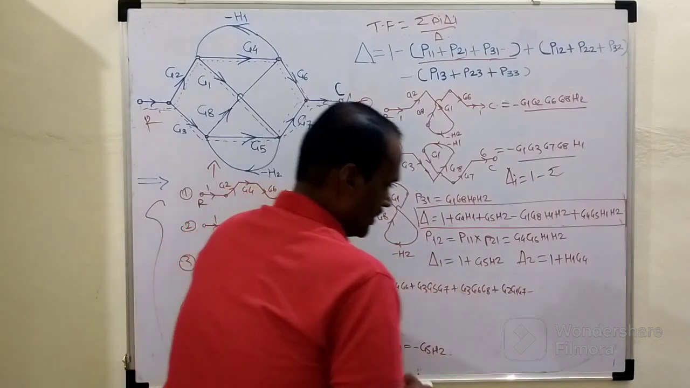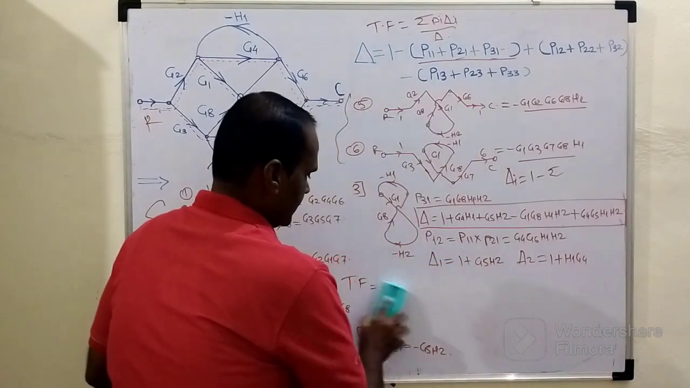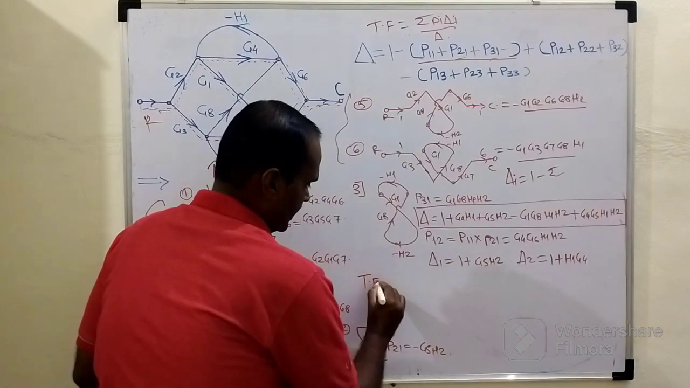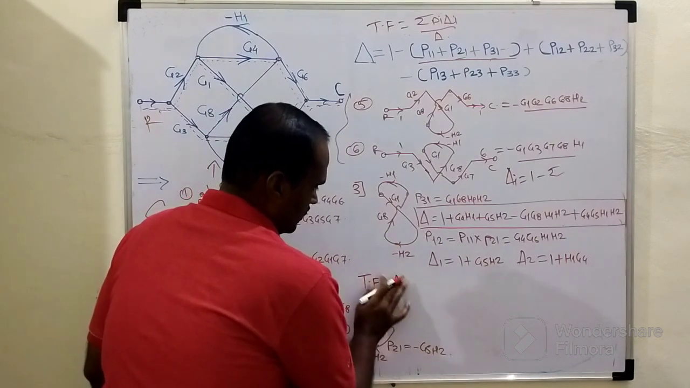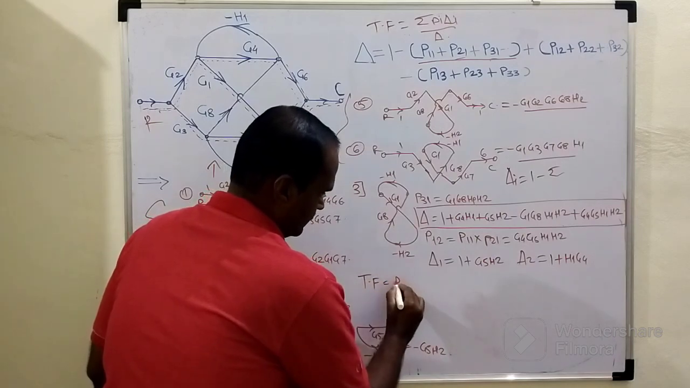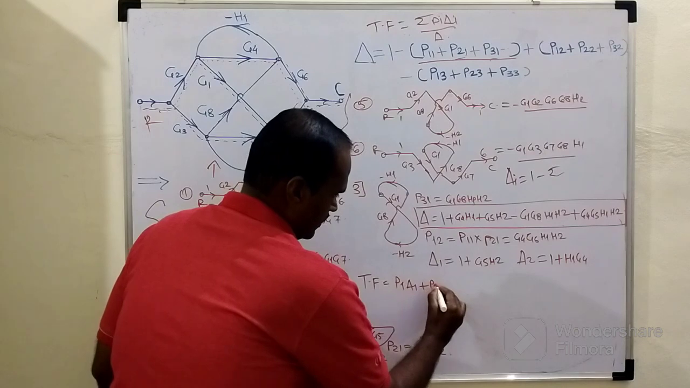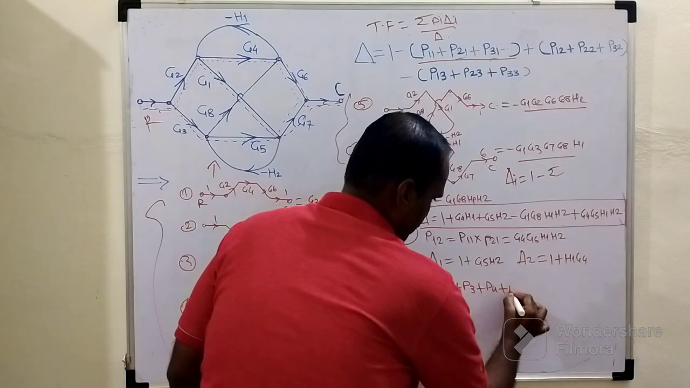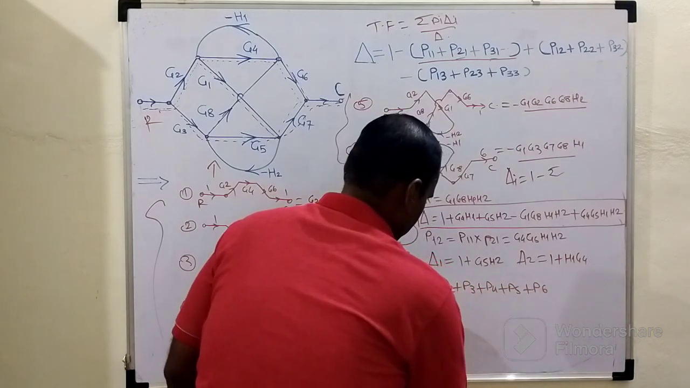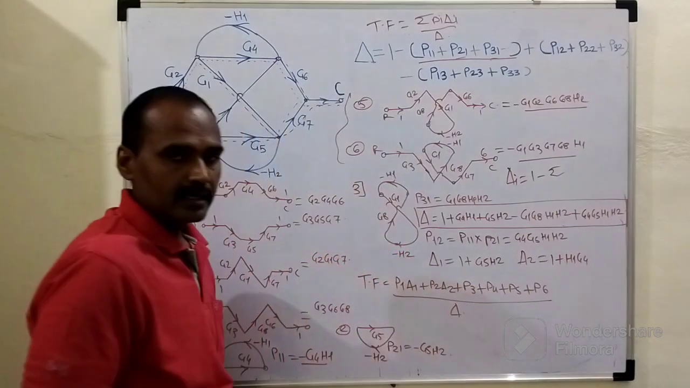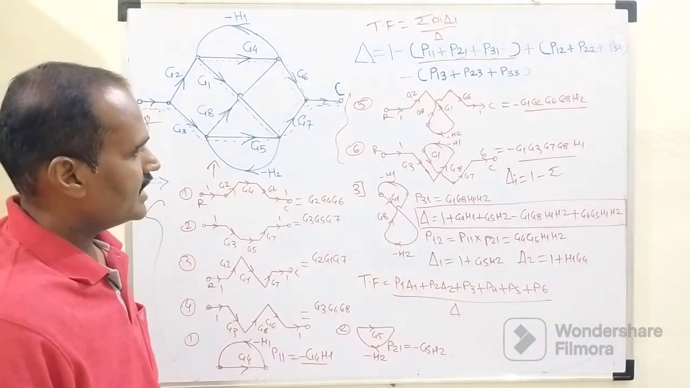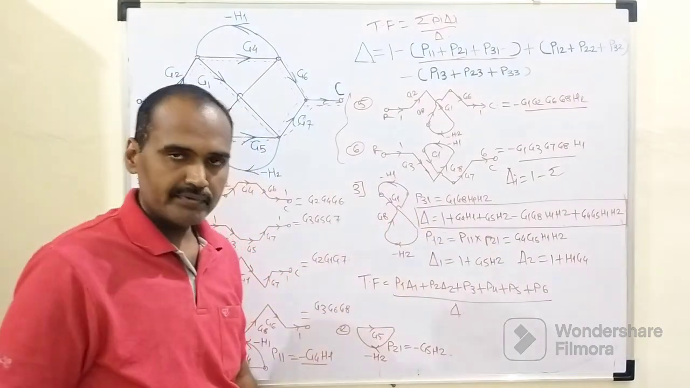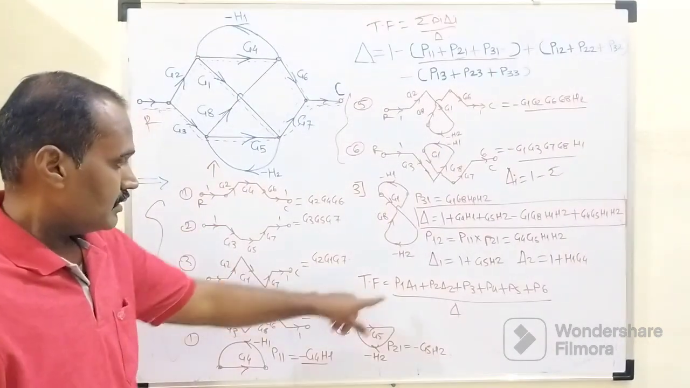Now see, apart from this forward path, the statement will be like this. Transfer function equals P1 into delta 1 plus P2 into delta 2 plus P3 plus P4 plus P5 plus P6, upon delta. As far as this delta is concerned, it is already tabulated, written within this rectangular box. Now as far as this numerator is concerned, within that numerator we need to write P1, which is nothing but what?